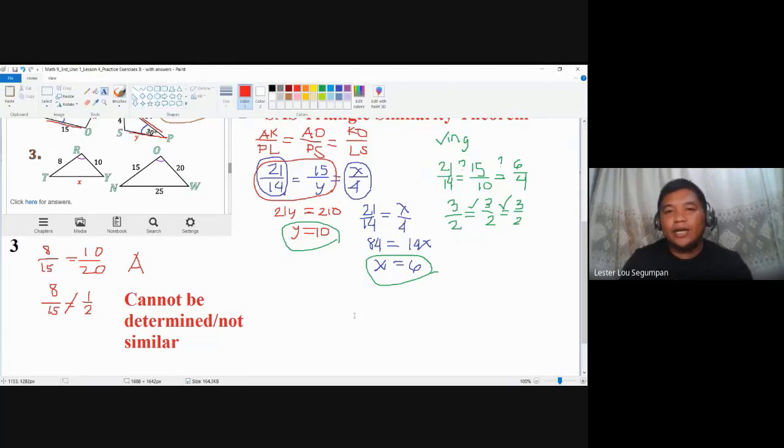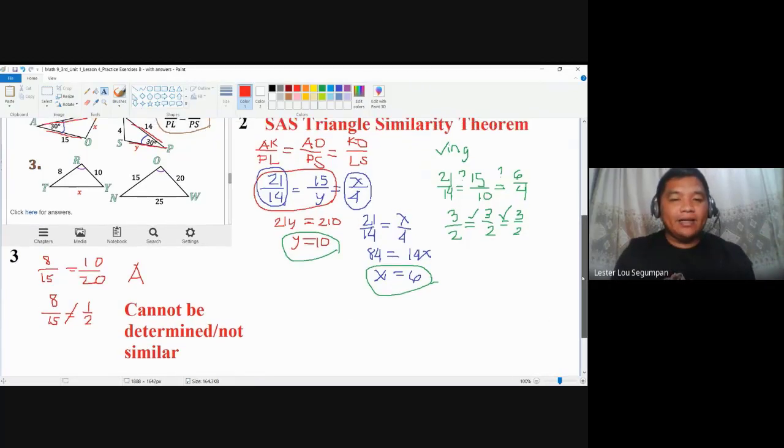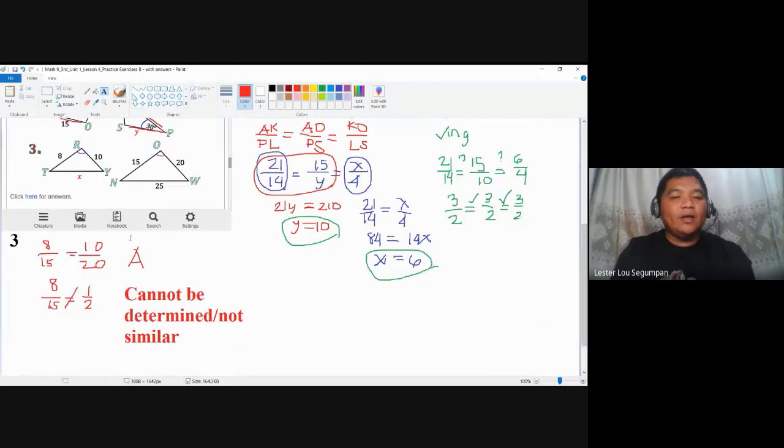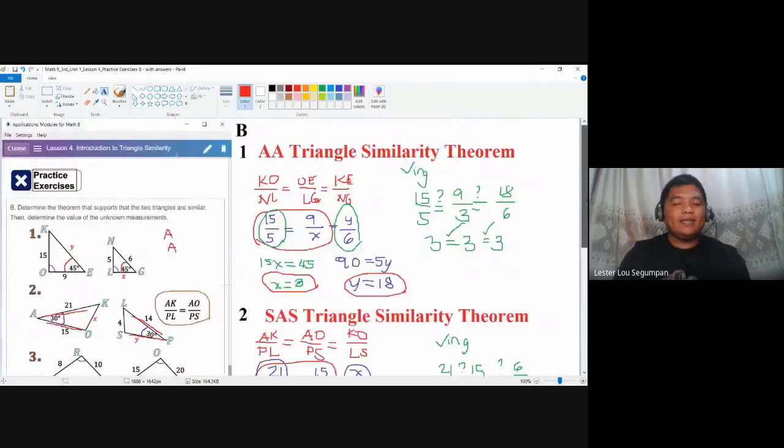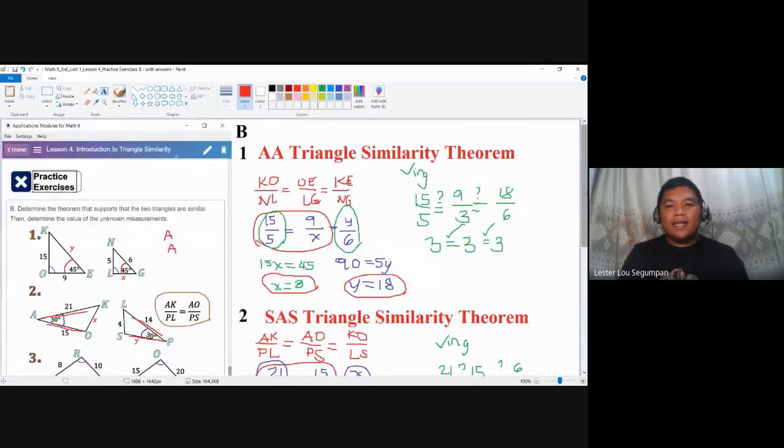Once we are sure they are not similar, there is no need to solve for the value of X. Only for items number 1 and number 2, which we have established similarity earlier. So for number 3, again, yes, one pair of angles, but no more pairs of angles, nor are the sides proportional. We cannot establish similarity here. Definitely, they cannot be similar, and no more solving of the variable. Okay, so that's how similarity works.